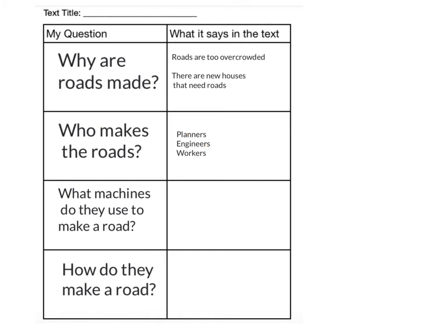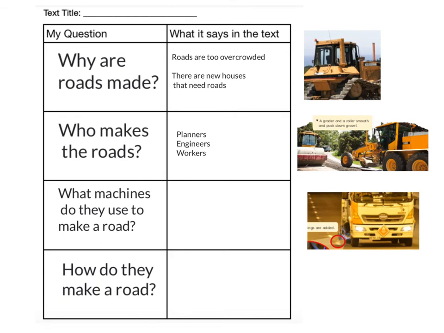Now I'm going to see if I can answer this question. What machines do they use to make a road? I can answer this third question by looking at the pictures. I can see that there are bulldozers. I can see that there are graders and rollers. I can see that there are lane markers. All of these are machines that are used to make a road. So I'm going to write that answer in here. The machines that they use to make roads are bulldozers, graders, rollers, lane markers.